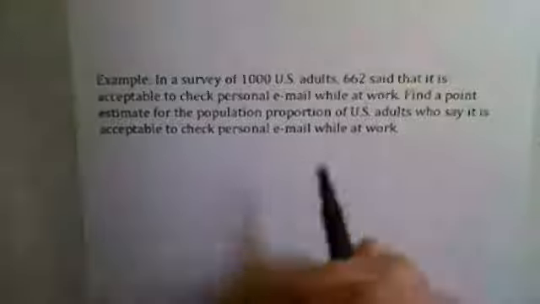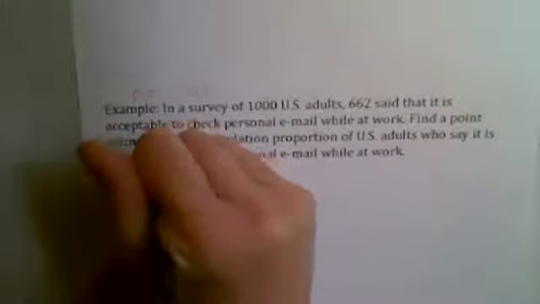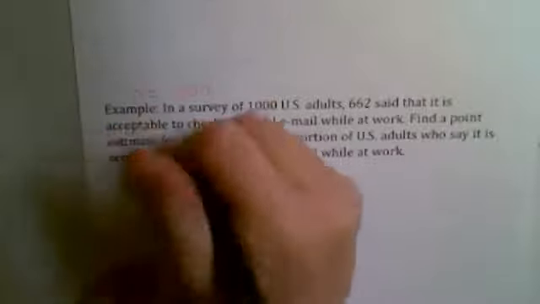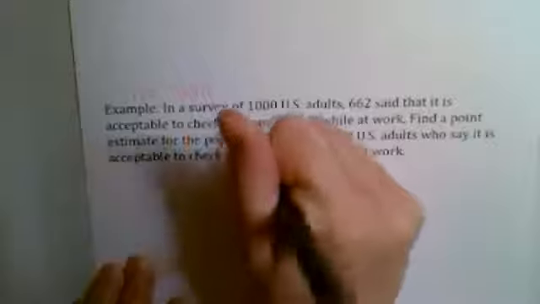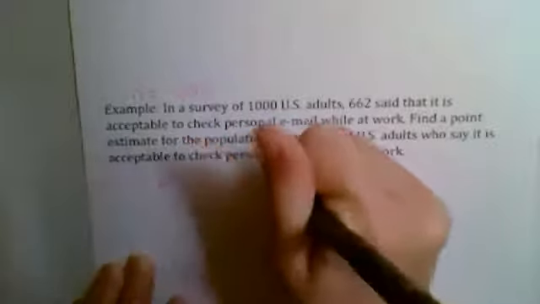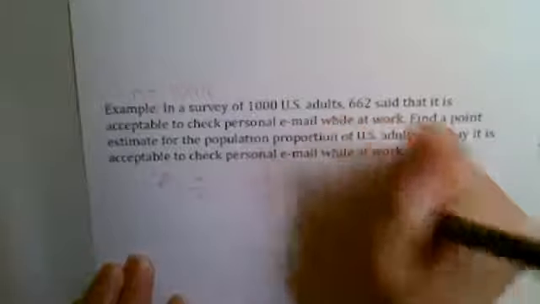Okay, so we have a survey of 1,000 US adults. Okay, so N equals 1,000. 662 said that it would be acceptable to check their personal email while at work. Okay, so that is giving me P hat. So P hat is success divided by N. So we're going to say 662 divided by 1,000. And that's going to give me 0.662.